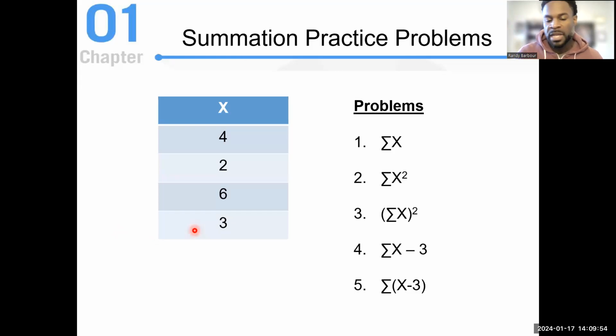All right, so here are some problems that you can practice. For the first one, you're going to sum all these scores up. So 4 plus 2 plus 6 plus 3, that's 9, 11, 15. For this one, you're going to square every score, and then you're going to sum. So 4 squared is 16, 2 squared is 4, 6 squared is 36, 3 squared is 9. You're going to add all of those up, and you should get your score. We're going to give you some time. You can pause the video, and then we will move forward.